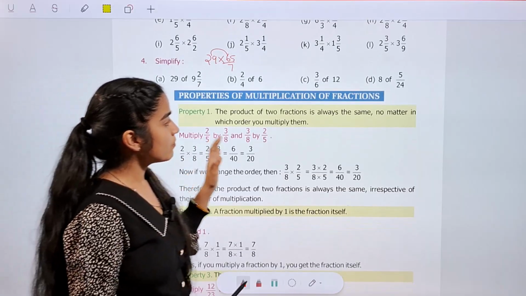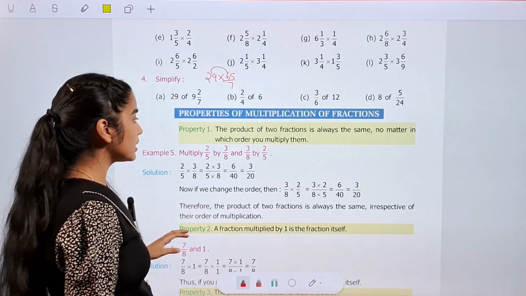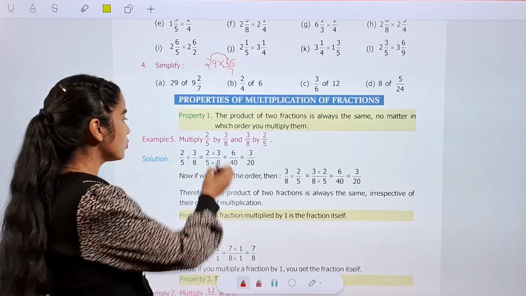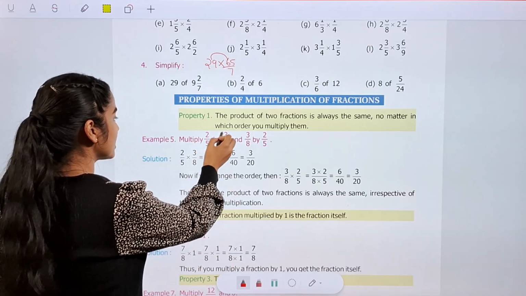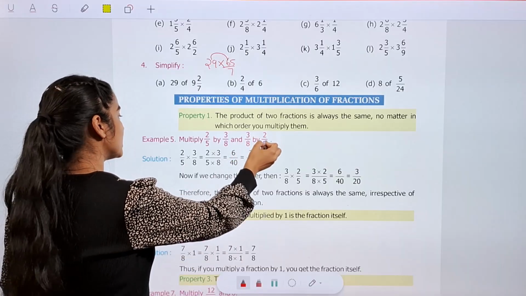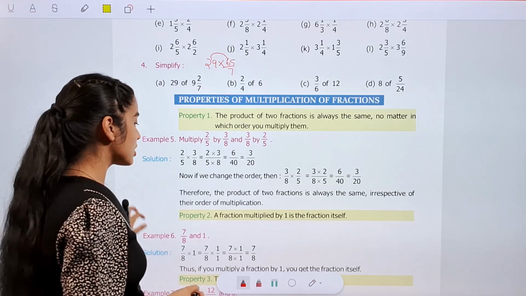Now properties of multiplication of fractions. The product of two fractions is always the same, no matter in which order you multiply them. So if you say 2 by 5 multiplied by 3 by 8, it is similar to 3 by 8 multiplied by 2 by 5. So if we change the order of our fractions, there will be no change in our answer.